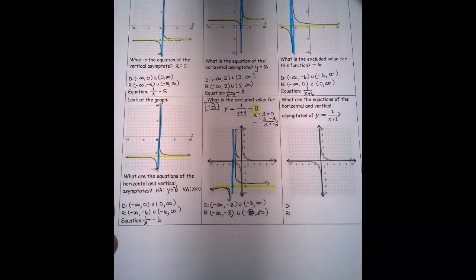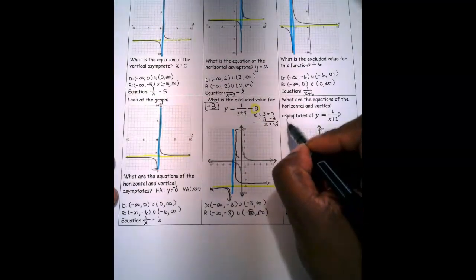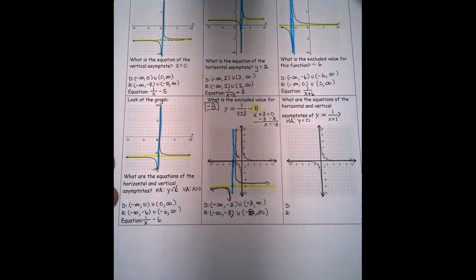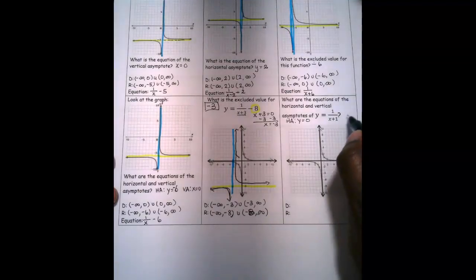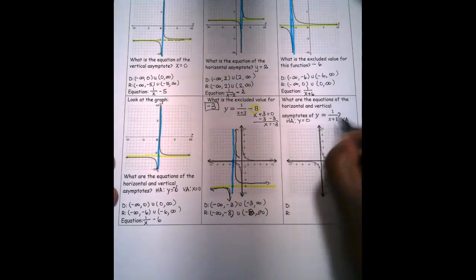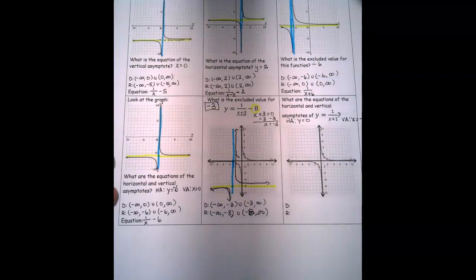And let's go ahead and look at this one. What are the equations of the horizontal and vertical asymptote? So here, our horizontal asymptote, let's do that one first, is y equals 0 because the function is not moving up or down. And we know that because there's no plus or minus number here. But what we also know is that the vertical asymptote, here we have x plus 1, so we know that the vertical asymptote is x is equal to -1.